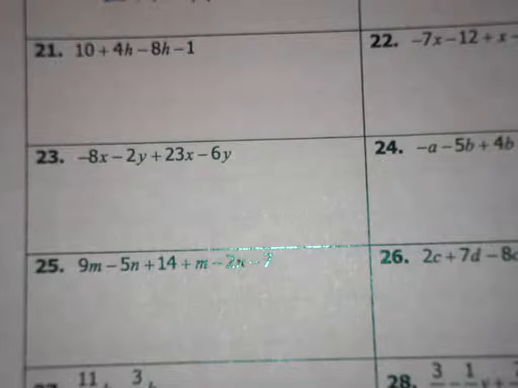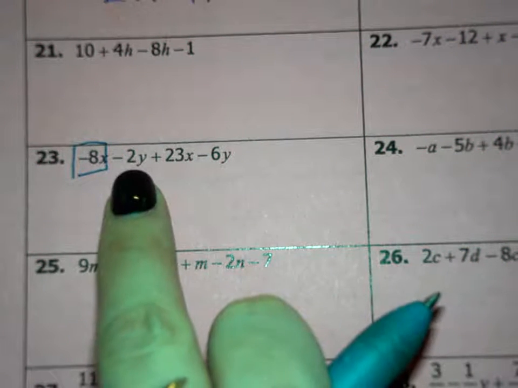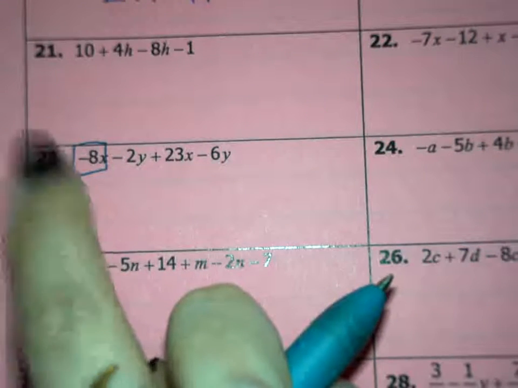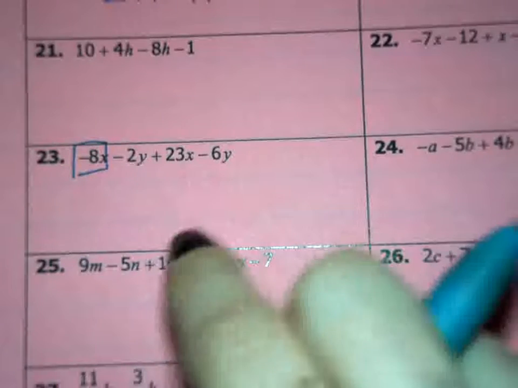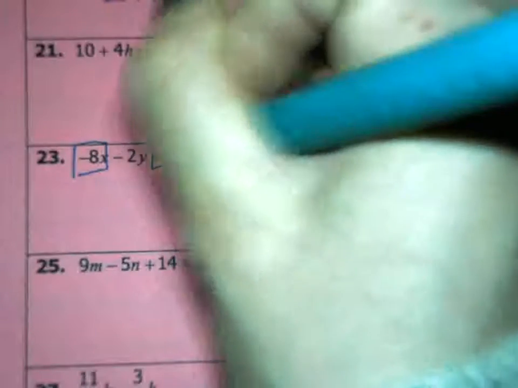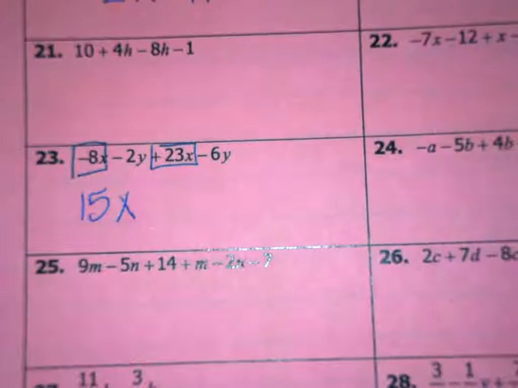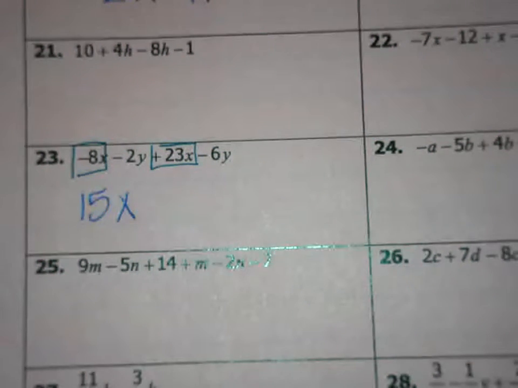So let's go to 23. What's the first term I should box in? Negative 8x. Now, is negative 2y the same as negative 8x? No. Good, those variables are different, so they are not the same. So what would I box in with the negative 8x? Plus 23x. Good. Anything else? No. So negative 8x plus 23x, don't forget your integer rules, is? Is that a positive 15 or a negative 15? Good, it is a positive.